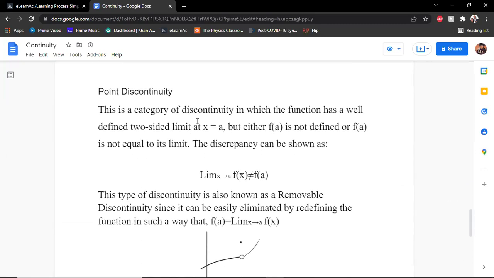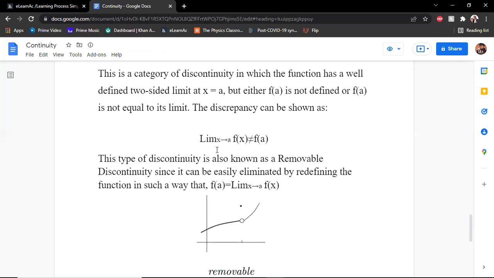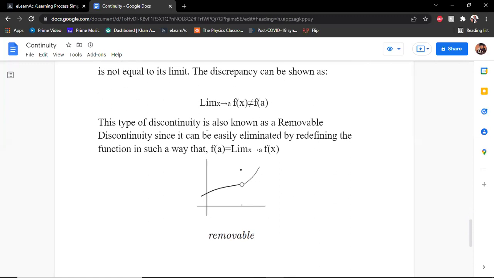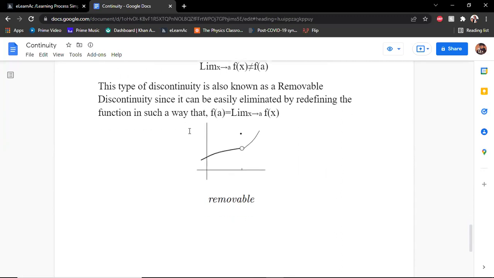And point discontinuity. This is a category of discontinuity in which the function has a well-defined two-sided limit at x equal to a, but either f of a is not defined or f of a is not equal to its limit. This discrepancy can be shown as limit x tends to a of f of x is not equal to f of a. This type of discontinuity is also known as removable discontinuity, since it can be easily eliminated by redefining the function in such a way that f of a is equal to limit of x tends to a of f of x. This can be shown by the graph here.